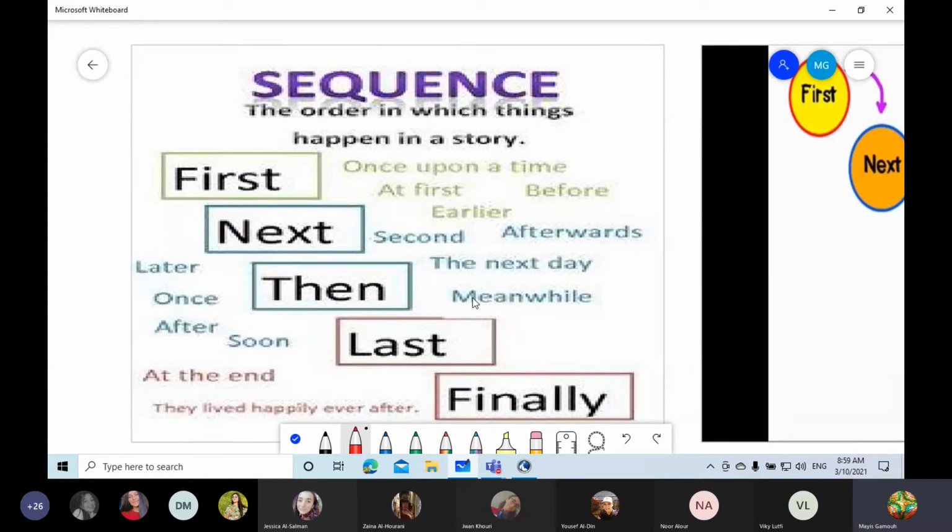Maybe there are two actions that are happening at the same time, so you are saying meanwhile, and please pay extra attention to this. Meanwhile means at this moment or at this minute. Once after is another word for then. Once I am done with an action and I am moving to the other action, or soon.